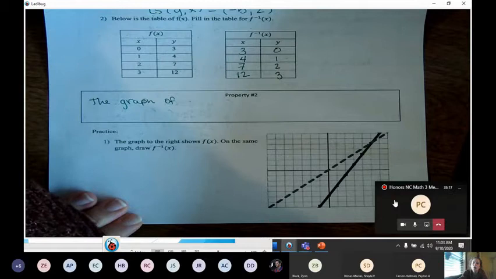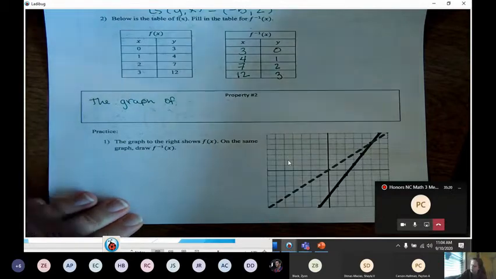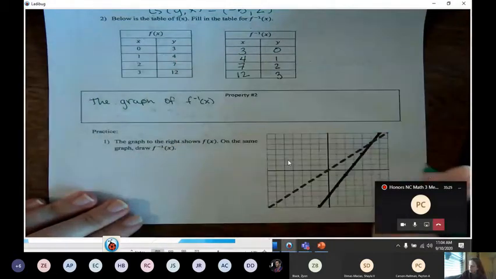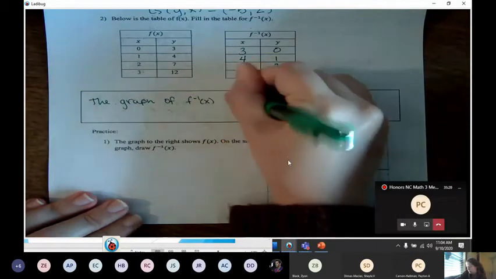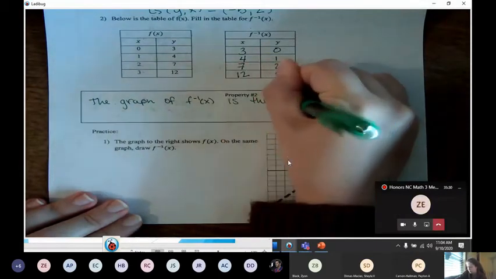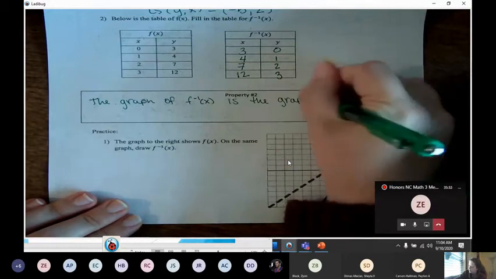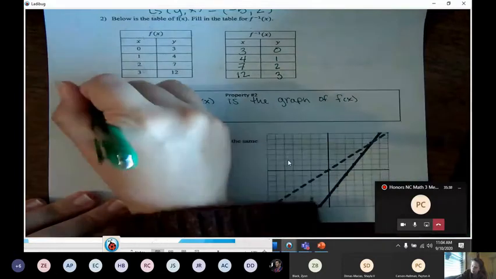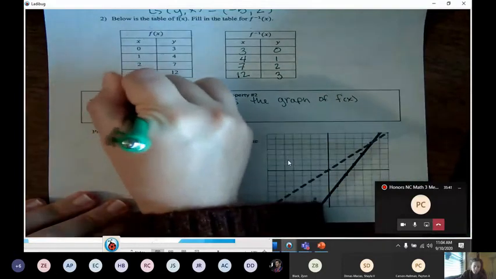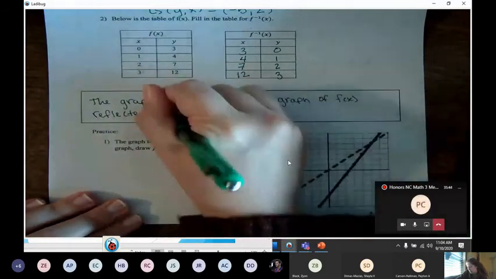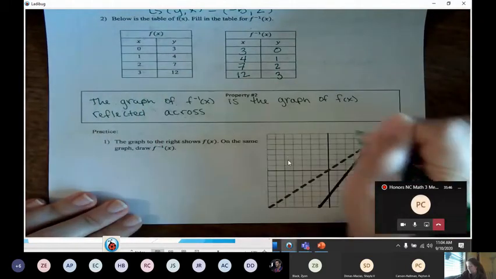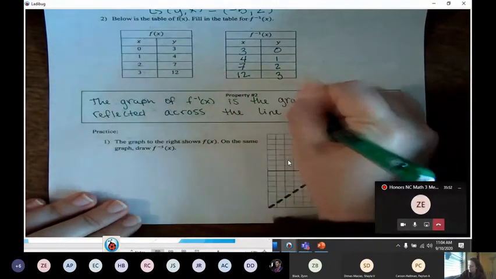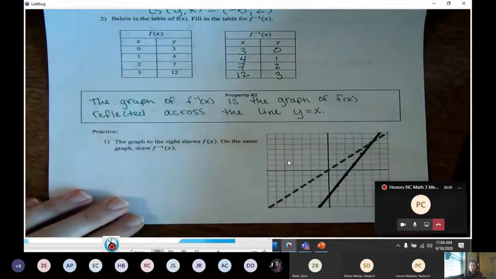All right, so property 2: the graph of f inverse of x is the graph of f of x reflected across the line y equals x.